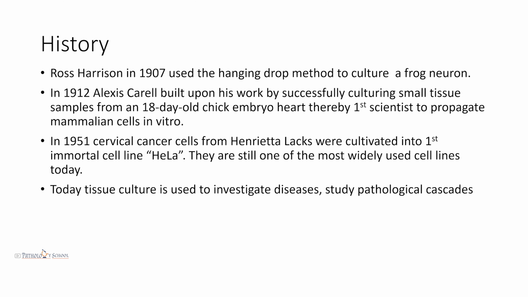Ross Harrison in 1907 was the first one to experiment in tissue culture, and he used the hanging drop method to culture a frog neuron. Although his efforts were great, the experiment was not very successful. In 1912, Alexis Carrel built upon his work and successfully cultured a small sample of 18-day-old chick embryo, and he became the first scientist to culture mammalian cells in vitro.